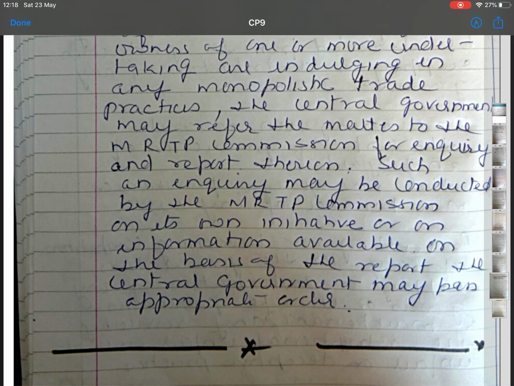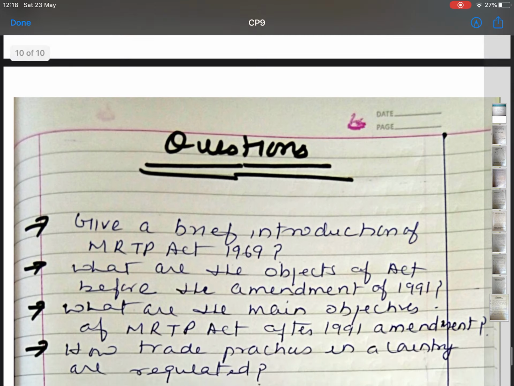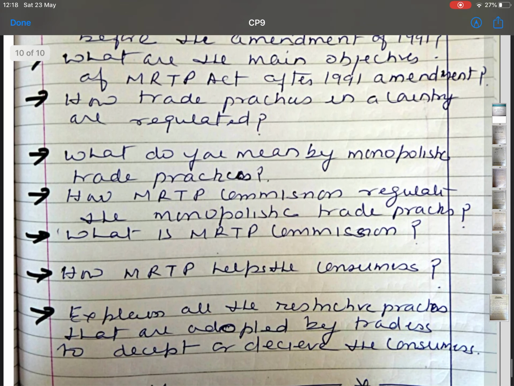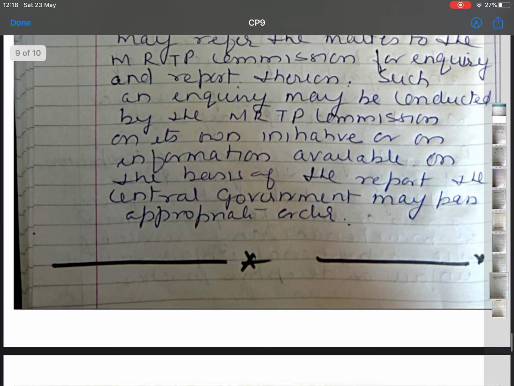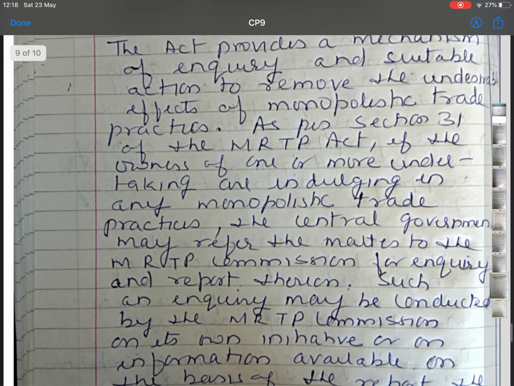These are the topics I have discussed in this lecture. This is all for today, and these are the topics related to the above. If any query is there, please do contact me. With this lecture, I have started Unit 3 of the subject, and the MRTP Act is the first topic of Unit 3.